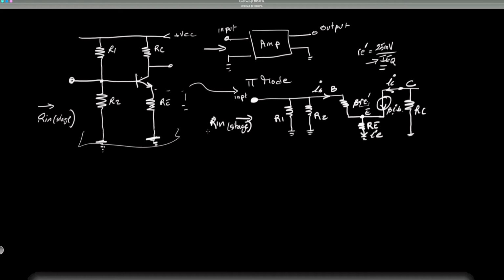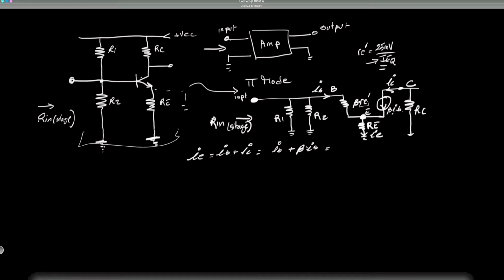And let's do that. So little ie, looking at this node here, is the sum of the incoming currents. Well, that would be little ib plus little ic. So what is that? Well, it's ib. It's still little. I'm not going to say little anymore. Plus beta ib.